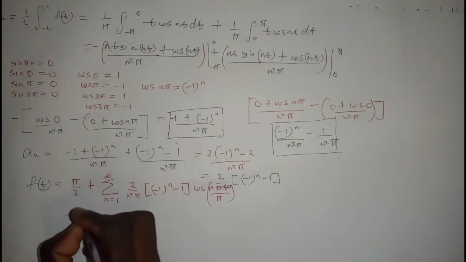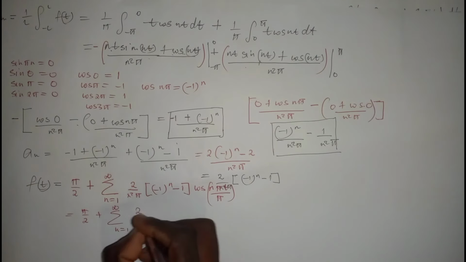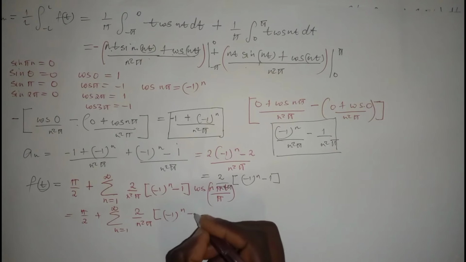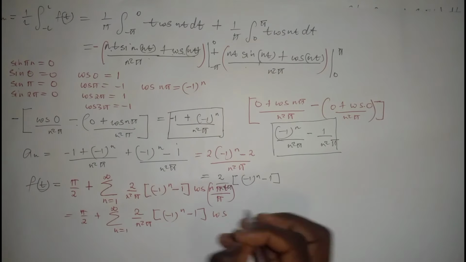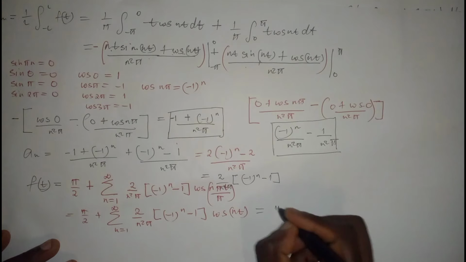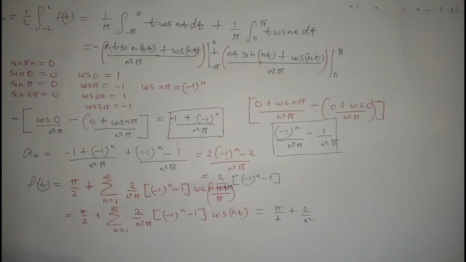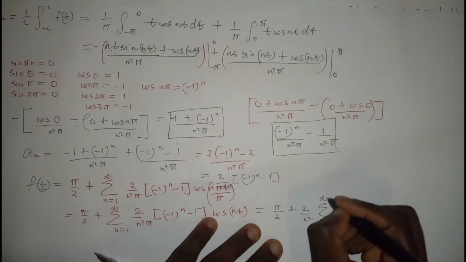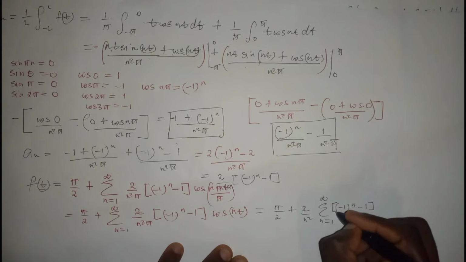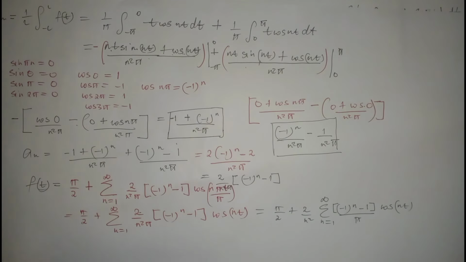Okay, and I'm going to have pi over 2 plus the sum from n equals 1 up to infinity, 2 over n squared pi, negative 1 to the power n minus 1 cos, and this one is going to become cos nt, right? And let's just put the constant out of here. Going to have pi over 2, and if you just put 2 over n squared out of the summation, we're going to have this summation from n equals 1 up to infinity. We're going to have negative 1 to the power n minus 1 over pi cos nt, and that is going to be the answer.